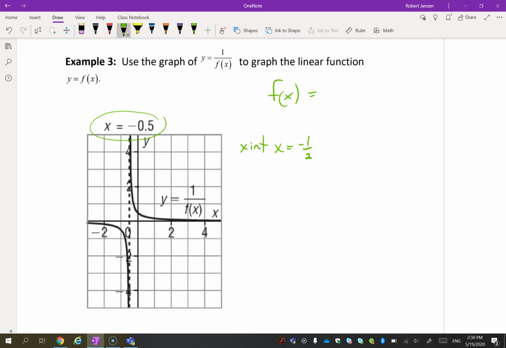What else does it tell us here? Is there anything else we can see? Well, we can see that the original graph had a y value of 1 right here and -1 right here. And it had an x-intercept at -1/2, and those 3 points should be enough to draw the original linear function. So that's all you had to do for that one.